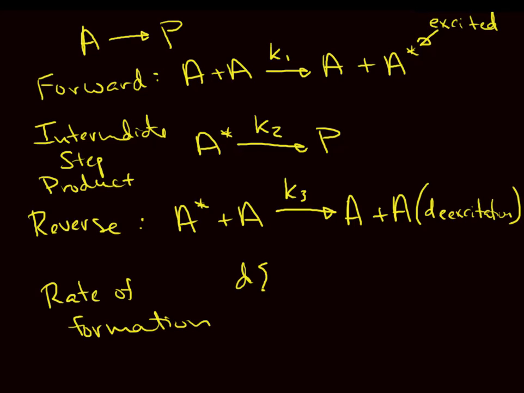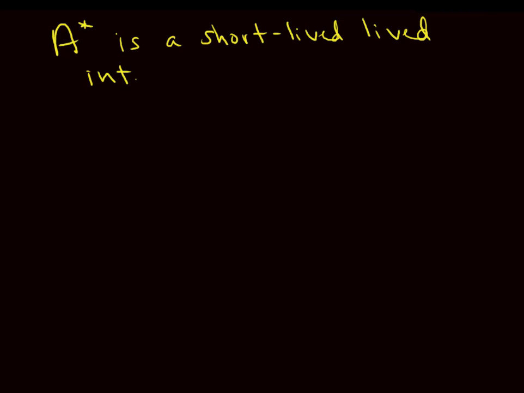You'll notice that the rate of formation of our product can be described by that intermediary rate, which was K2 A star. Now, A star itself is a short-lived intermediate and is unstable. So if we form it, we either immediately go to products or we immediately go back to our reactants.